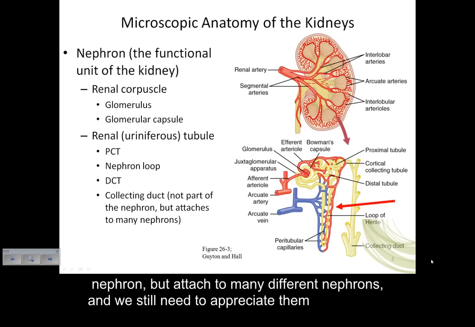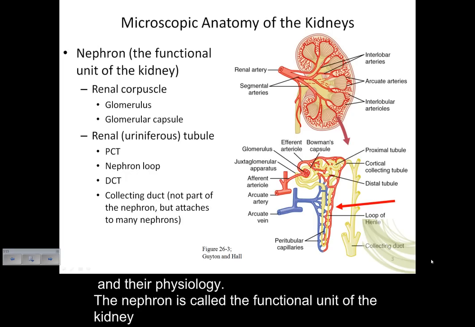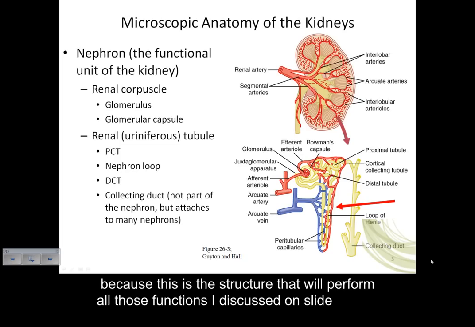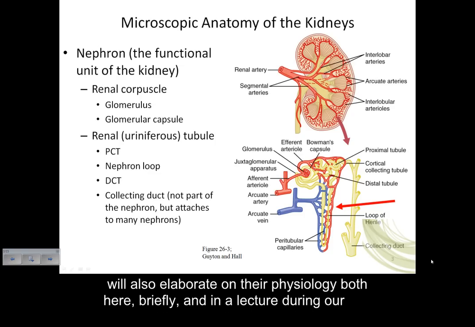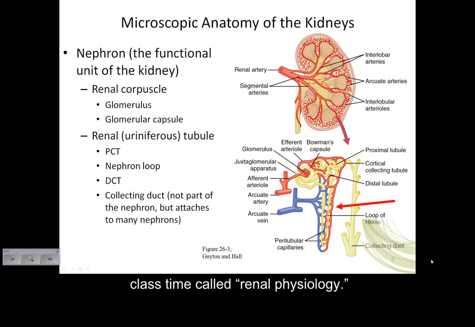These last features are not part of the nephron, but attached to many different nephrons, and we still need to appreciate them and their physiology. The nephron is called the functional unit of the kidney because this is the structure that will perform all those functions I discussed on slide 2. I will elaborate on all the structures of the nephron throughout this lecture, and I will also elaborate on their physiology both here briefly and in a lecture during our class time called Renal Physiology.